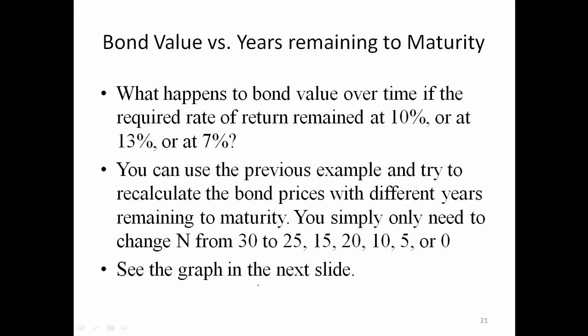What happens to bond value over time if the required rate of return remains at 10% or at 13% or 7%? So you can use the previous example and try to recalculate the bond prices with different years remaining to maturity. You simply only need to change the N from 30 to, for example, 25, and then 15, or 10, or 5, or 0.